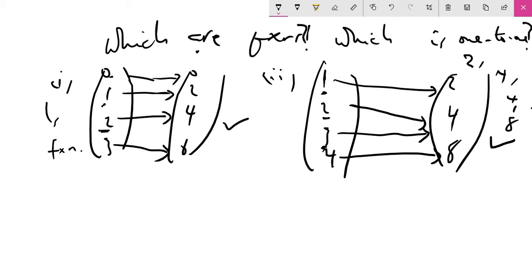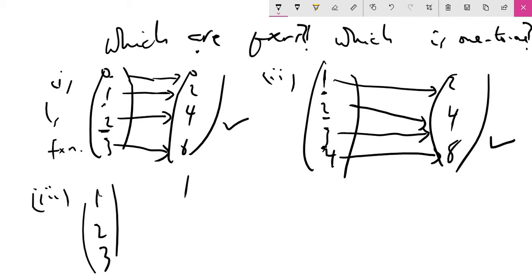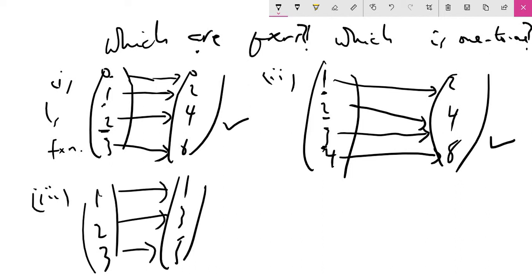Okay, so this is a function. We mark it. 3. So we have 1, 2, 3, and then 1, 3, 5. So this is just straightforward like this. And again, this is also a function.